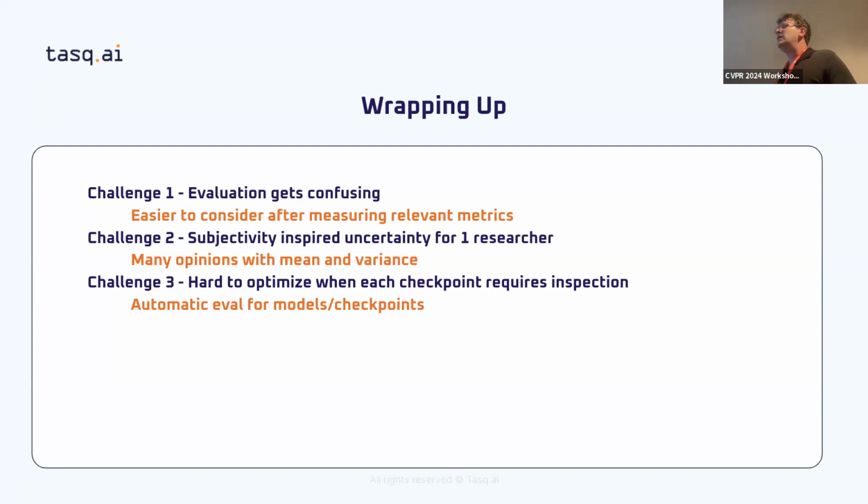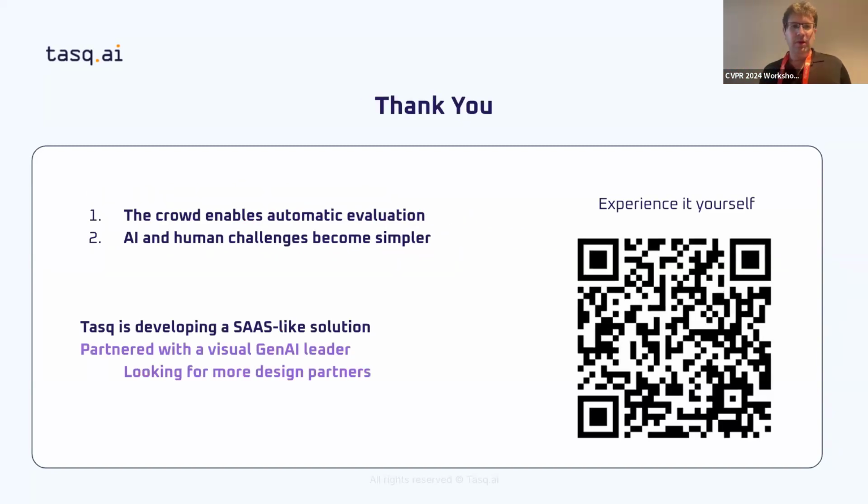Let me add just one more point that I think is interesting, is that usually people don't really need any automatic evaluation when they're just starting, because it's easy to see when your model is really bad and when it's improving. But once your model is good enough, and then you start to optimize it more and more, this is when it becomes much more crucial. So in general, this enables automatic evaluation, and then both AI problems and human issues become simpler.